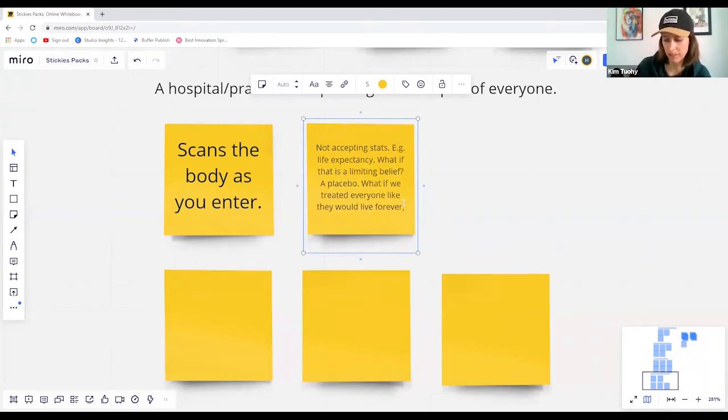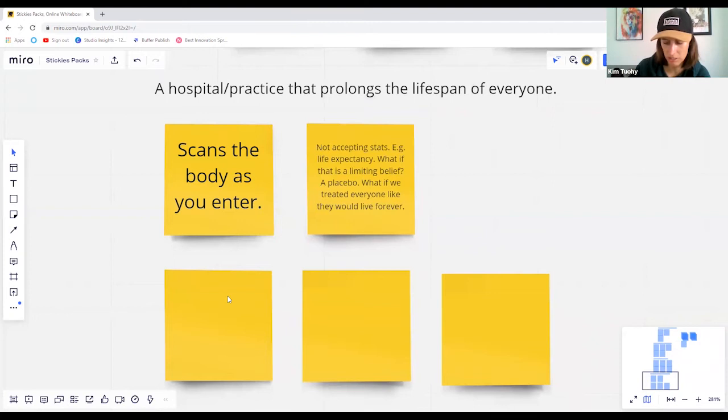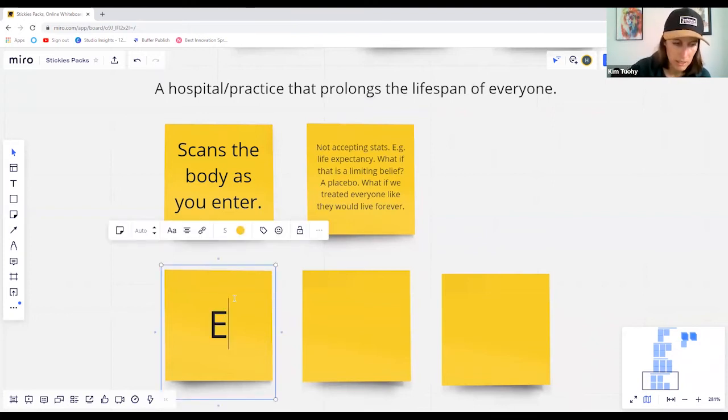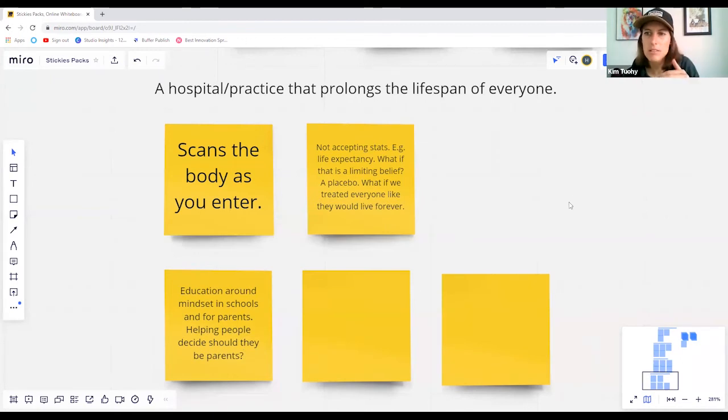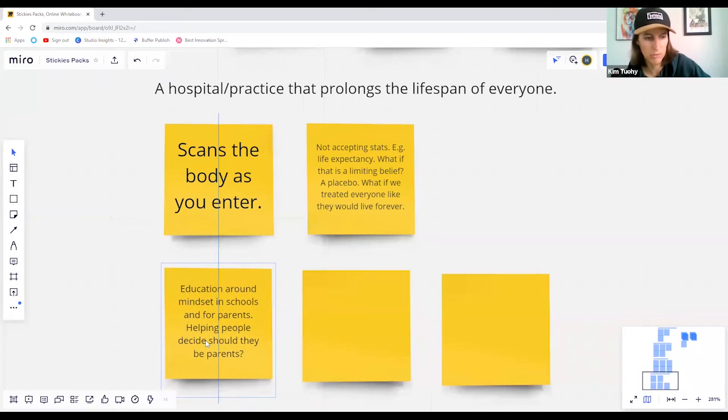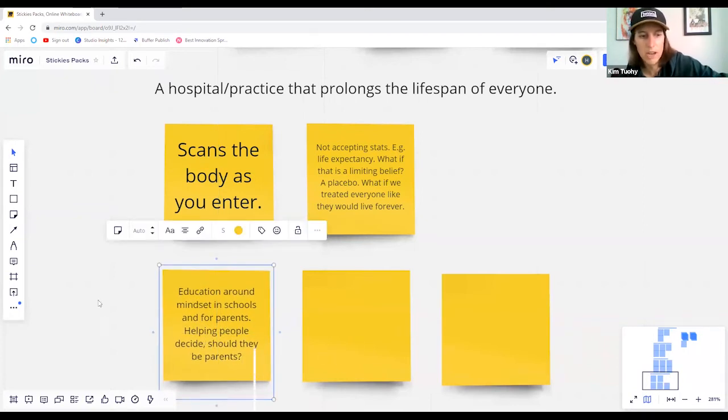I think it definitely comes back for me to education around mindset in schools and for parents. And maybe that comes down to helping people decide, should they be parents? We have to get a license to drive a car, and you go to marriage counseling, or pre-marriage something. I don't know what that is called, but there's lots of things that you do to be qualified as proficient in that. Or maybe parenthood is a conversation that we should be having. Is this right for you? Why do you want to have kids?